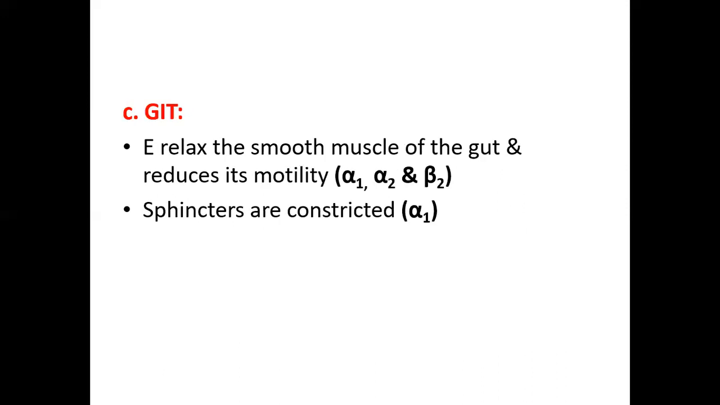On the GIT, epinephrine relaxes smooth muscles of the gut and reduces motility. Mainly the action is attributed to alpha 1, alpha 2, and beta 2 receptors. And on the sphincters, it causes constriction of the sphincters, mainly because of alpha 1 receptors.